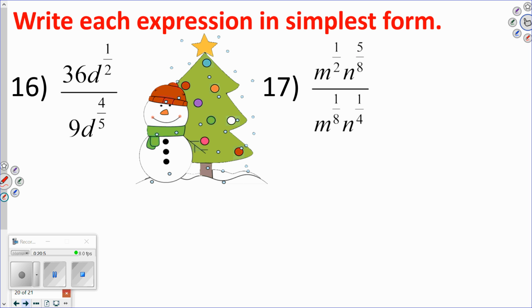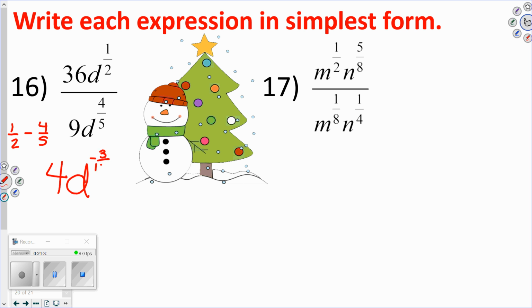So 16, what did you just say? Yes, you can. Now, biggest mistakes people make, a 36 and a 9. They're like, oh, I subtract them, right? What do you subtract? Exponents. Those are not exponents. If I had 36 over 9 as a fraction, you would just divide and tell me it's 4. That's 4. Right, what do I do with the d's? They don't cancel. What do you do with their exponents? You subtract them. So what's 1/2 minus 4/5?